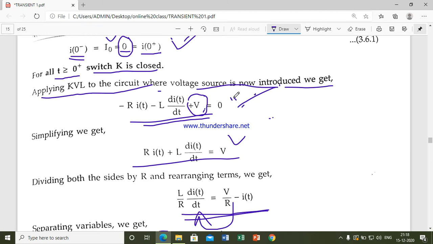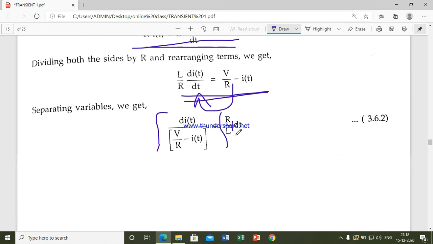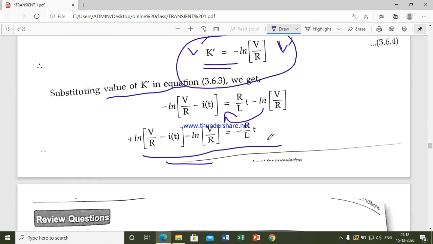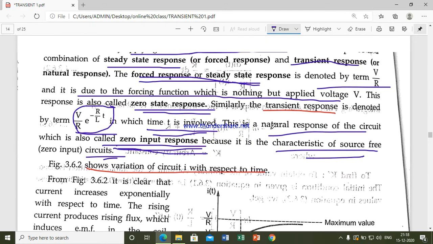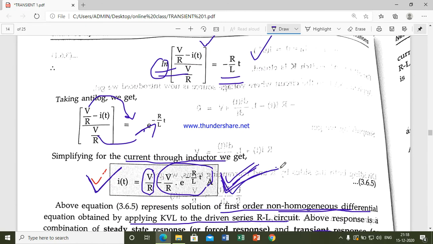For this circuit, the KVL gives: minus R into I of t minus L into di by dt plus V equal to 0. Simplifying, after rearranging, you will get the term like this. Fine. After simplifying, you get the expression for current I of t, this is the final expression.